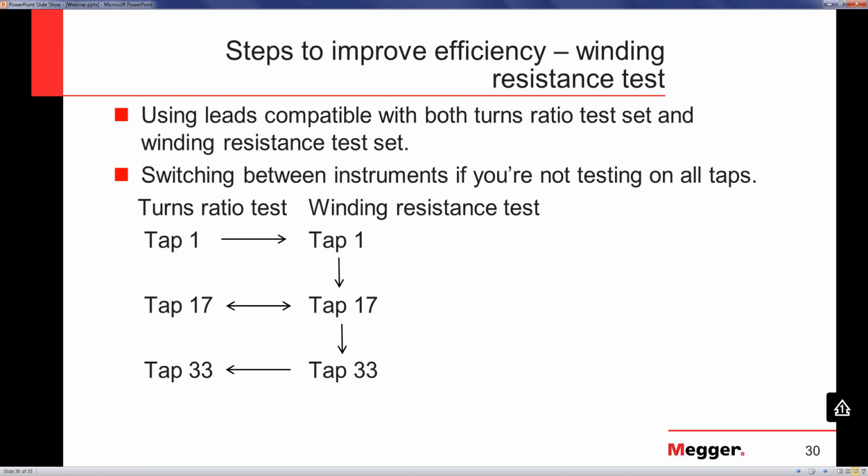Then we can switch over to the TTR test set, do the turns ratio test at tap 17, then switch back to the MTO, and then test from tap 17 to tap 33. And then at tap 33, we can switch back over to the TTR test and do the test at tap 33.